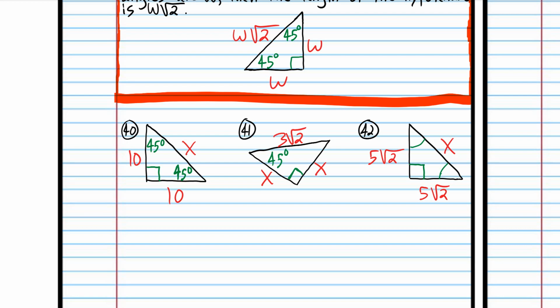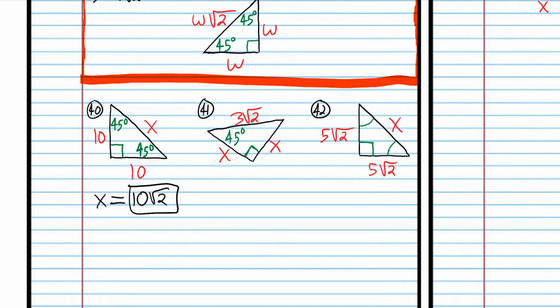Number 40, we have w. W is 10. It's the side opposite 45. So that theorem tells us that the hypotenuse, which is what we're looking for, must be equal to w, which is 10, times root 2. And we're done. Very simple.